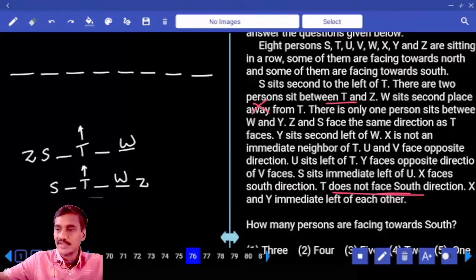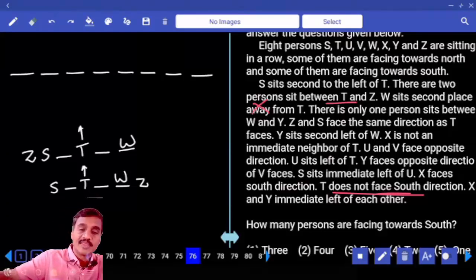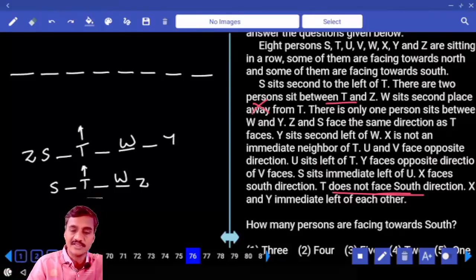And next one, there is only one person between W and Y. In between W and Y, there must be exactly one person, Y is here. And again, in this case also, Y must be at this place. Right? Now in the first case, 8 persons were there. In the second case, we have only 7 persons. And one more person can be either at the starting or at the end.